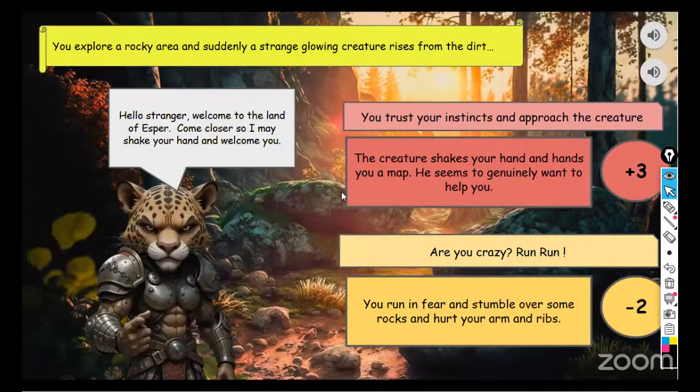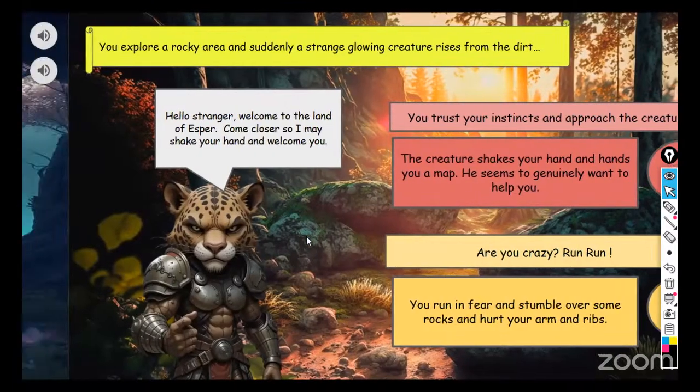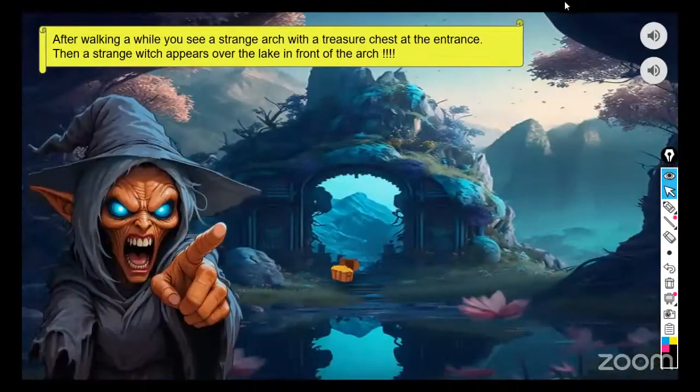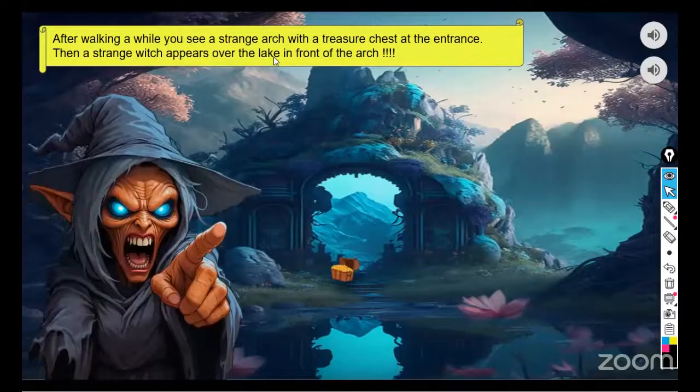Okay, let's do one more, and then we'll go back to the countries. After walking a while, you see a strange arch with a treasure chest at the entrance. Then a strange figure appears over the lake in front of the arch. I don't remember this from the last time I did this story. I think it's been revised.